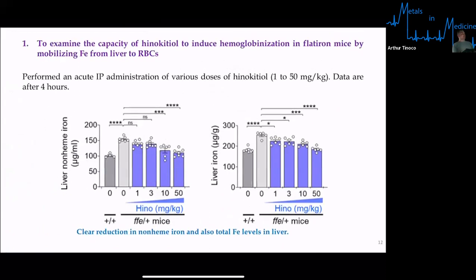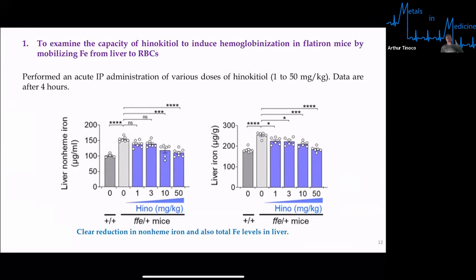All right. So towards the first objective or the approach, to examine the capacity of the ligand to induce hemoglobinization in the mouse model by mobilizing iron from liver to red blood cells, what they decided to do was perform an acute IP administration. So IP administration is an administration via the gut. And they did this using various dosages of the ligand, from 1 to 50 milligrams per kilogram of animal. This is considered an acute administration because they assess it after 4 hours.